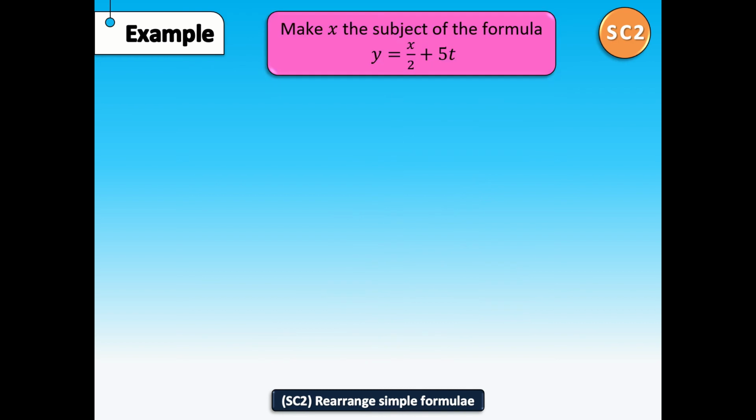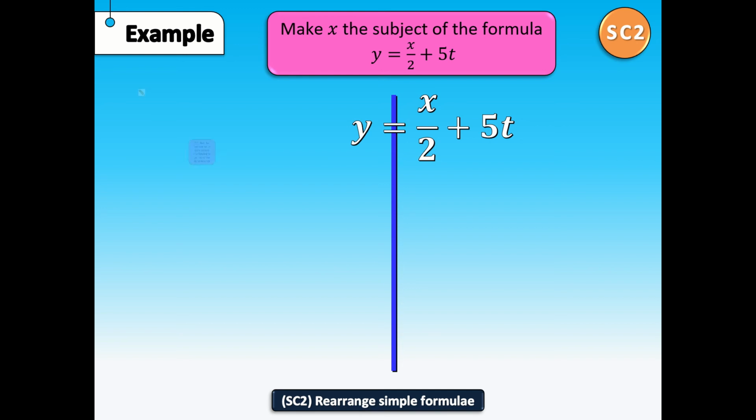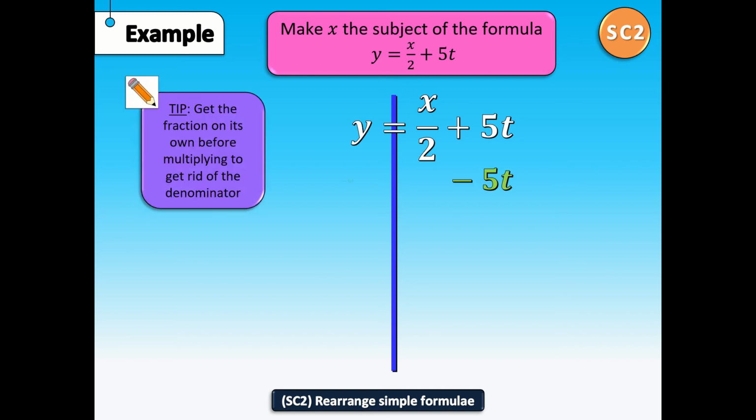Here's another example. This time we want to make x the subject of the formula, y equals x over 2 plus 5t. So the first thing we need to do is get rid of the 5t. So we take 5t off both sides. That gives us y minus 5t on this side and x over 2 on this side.